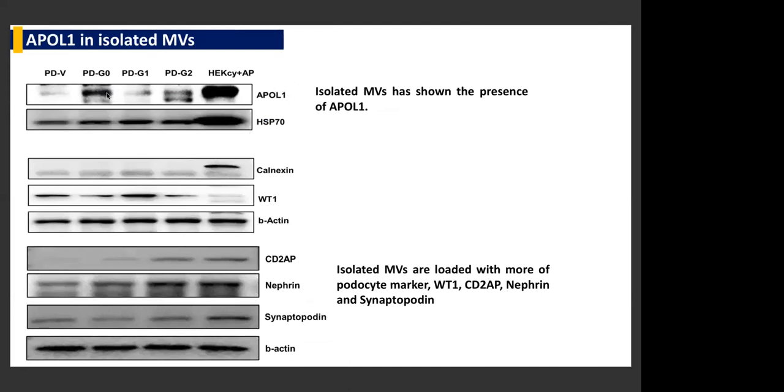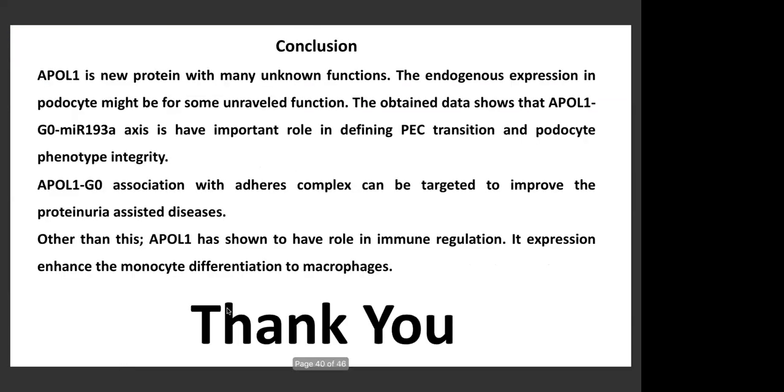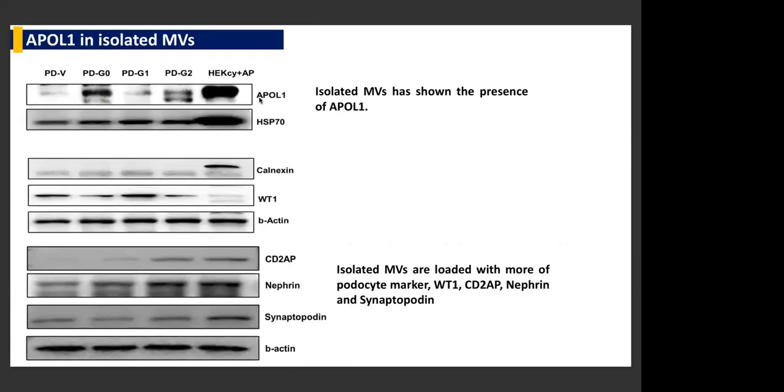What we observed is that we detected APOL1 in all the microvesicles isolated from G0, G1, and G2, but its amount is higher in G0 compared to G1 and G2. And if we look at the podocyte and other markers, they are more loaded with the podocyte marker. So if we conclude this work, we can say that this APOL1 protein is not secreted independently into the urine, but it might come with a microvesicle.